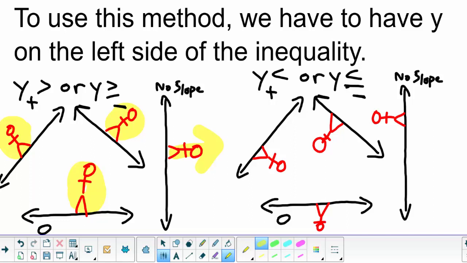Now for less than or equal to, we would shade the side that we can't walk on, or the lower side. So positive slope, that side. Negative slope, that side. Zero slope, that side. And for no slope, this is where the numbers get smaller, so we would shade that way.